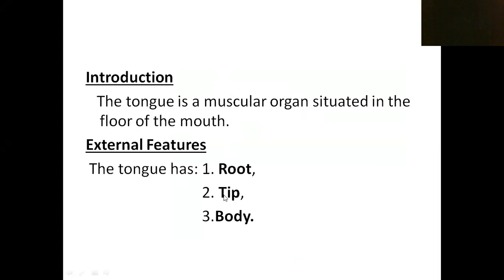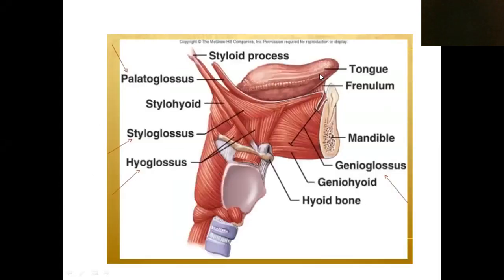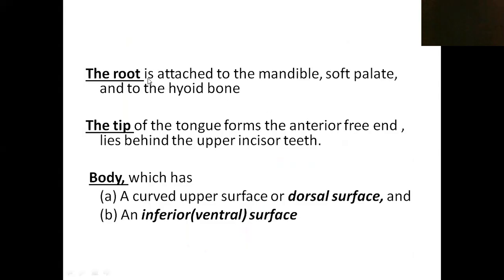It has three parts: tip, body, and root. Let's see, this is the tip. Then this area is the body, and this connecting part is the root. So: tip, body, and root. The tip lies behind the upper incisor teeth.